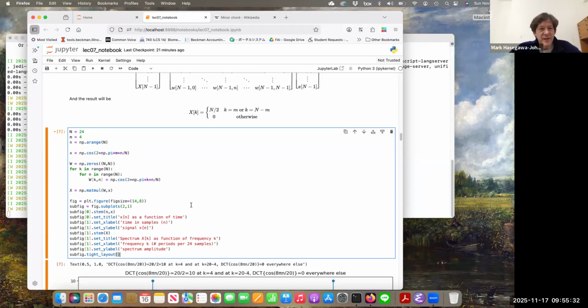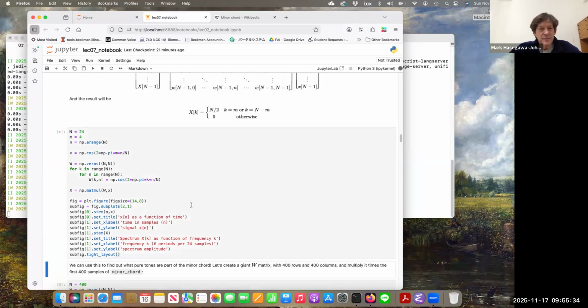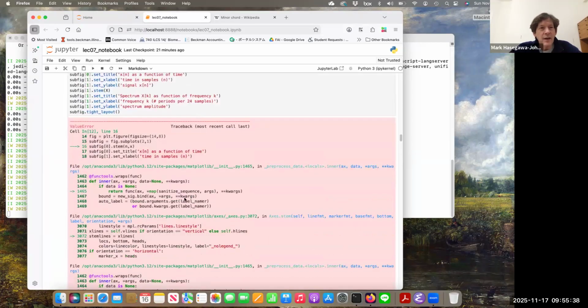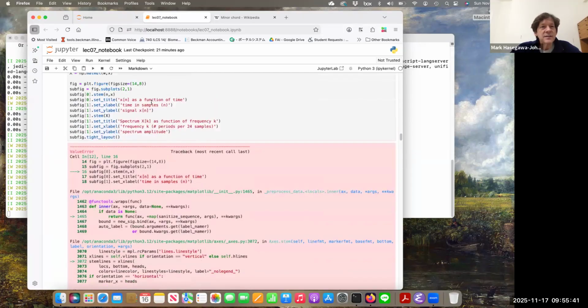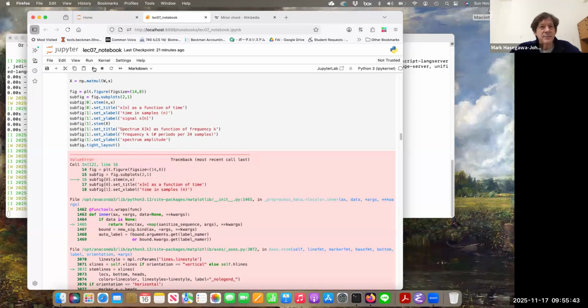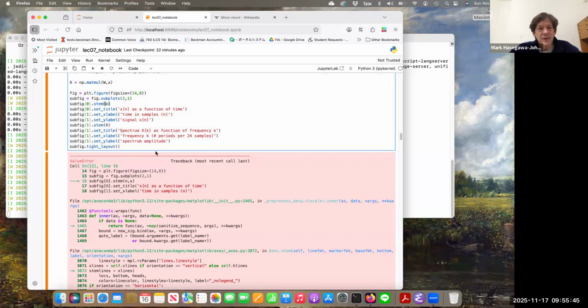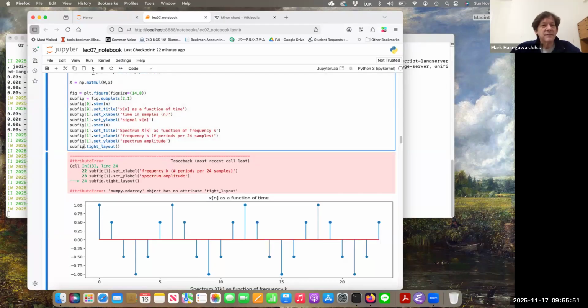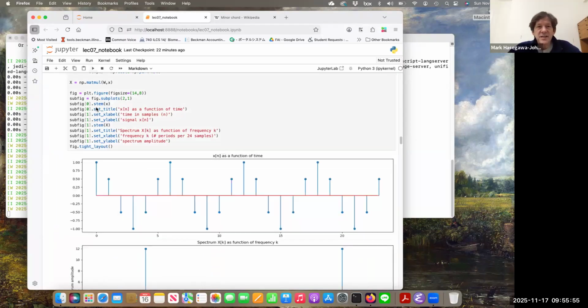All right, let's see if I've made any errors in this code. I have made an error. What error did I make? I can't set the x-axis with stem, so let's just plot it with stem. Figure has to have tight layout, not subfig. There we go. So here's x of n as a function of time.